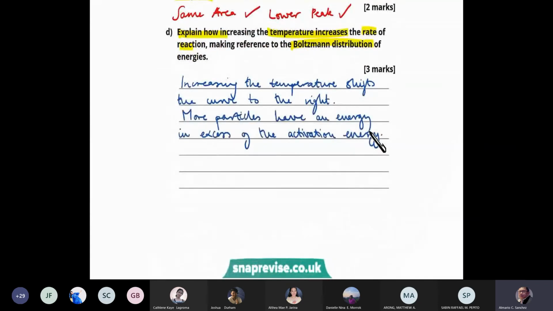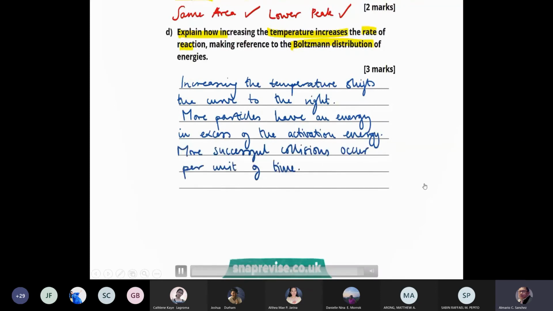As a result of more of our particles having an energy in excess of the activation energy, more successful collisions occur per unit of time. This question holds 3 marks. The first comes from explaining that increasing the temperature shifts our curve to the right. The second for explaining that as a result, more particles have an energy in excess of the activation energy. And the third for summarising that and explaining that therefore more successful collisions occur per unit of time, increasing the rate of reaction.